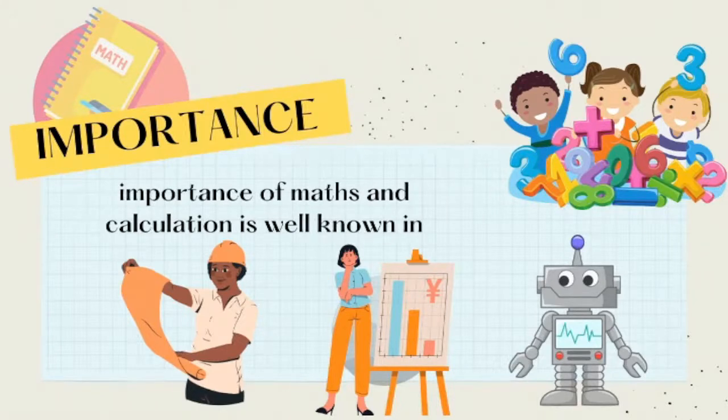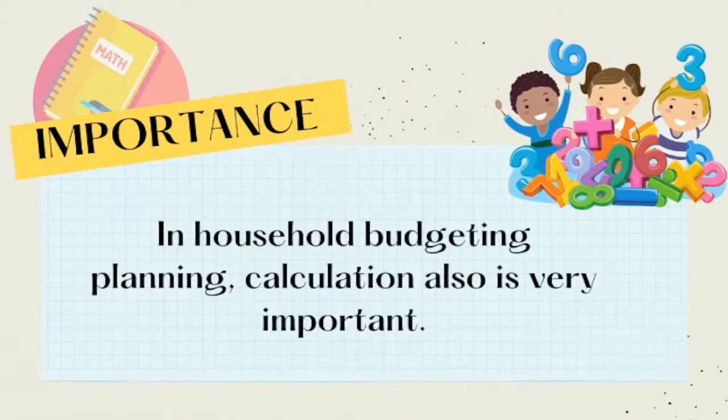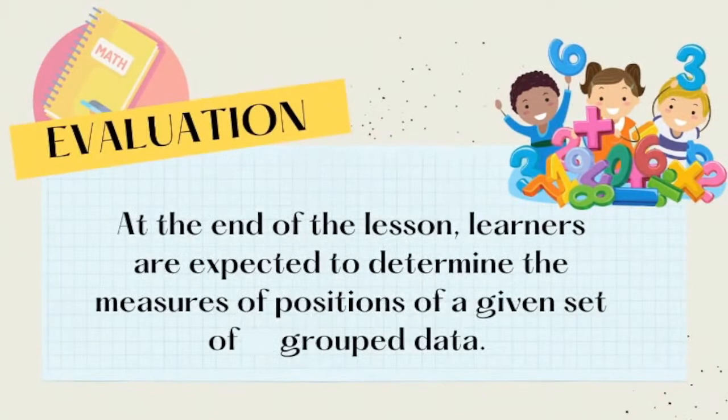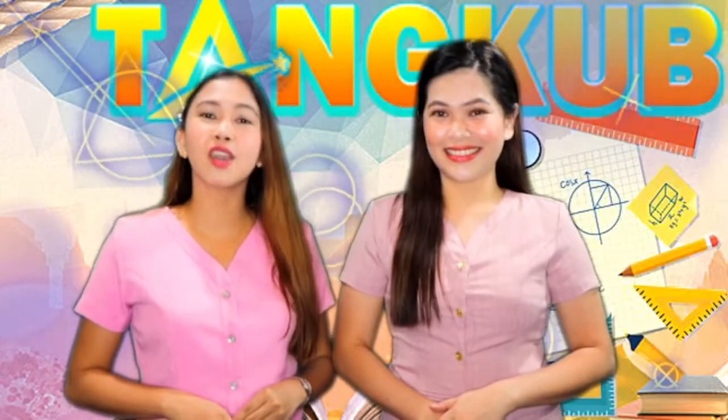In addition, calculation is also very important in household budget planning. And with that, at the end of the lesson, you learners are expected to calculate specified measures of position of a given set of group data. Now, let's start with interpreting quartiles.